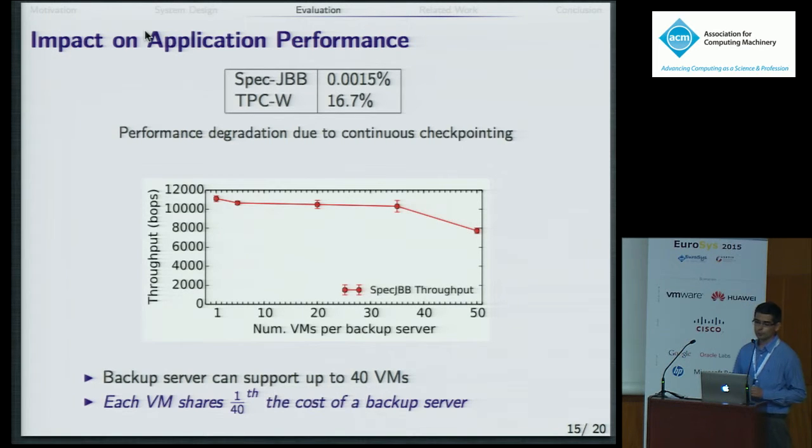The next question we want to answer is how many VMs can be run on a single backup server, because the backup server is the extra cost of our system. In general, we can run many tens of VMs which all back up to a single backup server. For SpecJBB, for instance, we can run up to around 40 VMs without seeing a big drop in application performance. This means that we can run 40 VMs on a backup server, and each VM only pays 1/40th of this additional cost of the backup server.